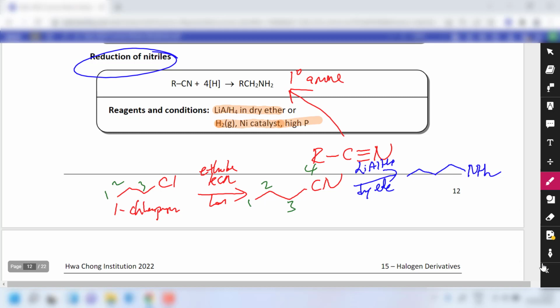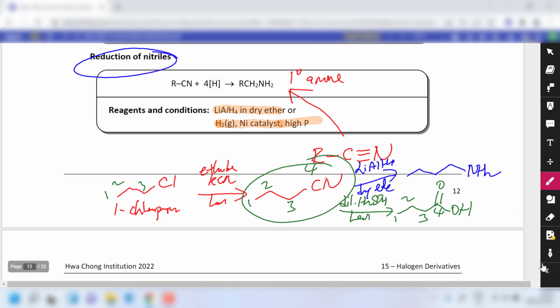If not, you can perform a hydrolysis reaction, so we can simply have dilute H2SO4, heat, and in the process we will be able to produce carboxylic acid. And do count the number of carbon you have drawn. Make sure that it corresponds to the number of carbon in your intermediary nitrile product.